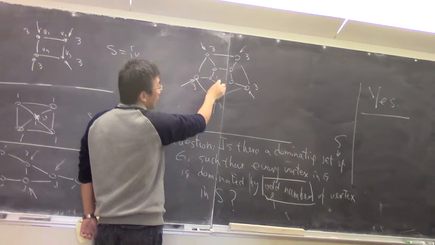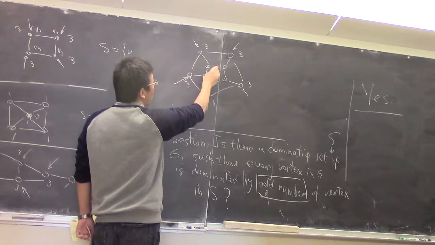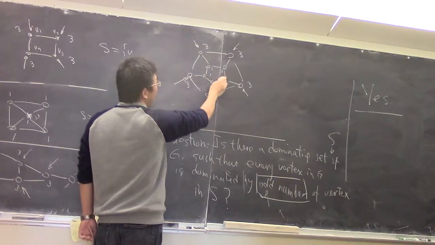And not by these 2, because they are not picked, so not in S. So that's 1. And for this one it's 1. For this one is 1. For this one is 1. For this one is 1.